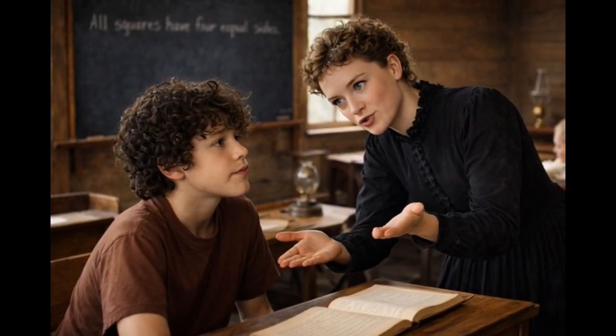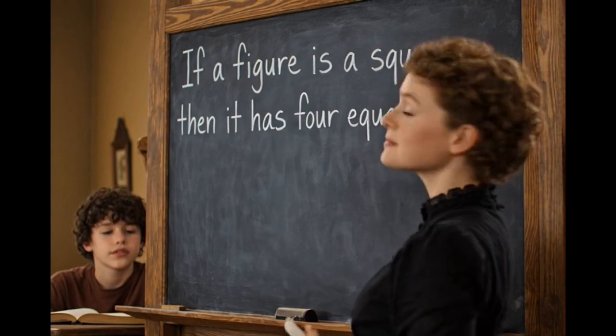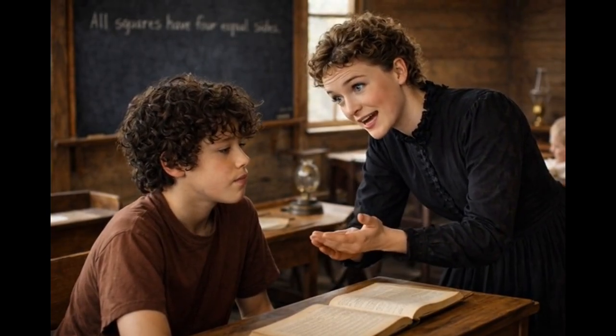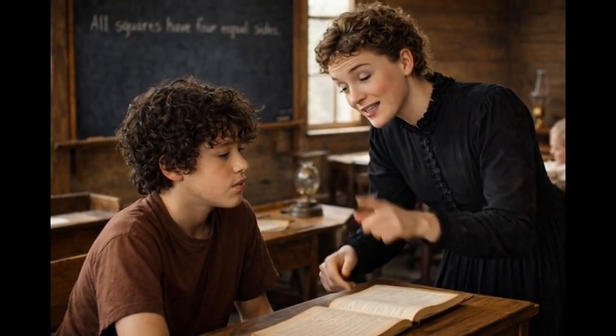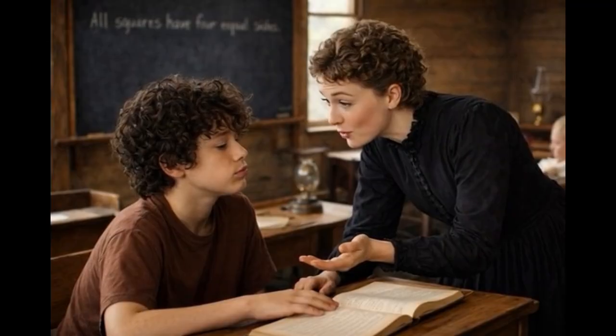Now we place it into structure. If a figure is a square, then it has 4 equal sides. The first part is the hypothesis. The second part is the conclusion. Remember the pattern. All A are B becomes, if something is A, then it is B. Find the group, find what is true about it, then build your sentence carefully. That's correct, Jaden. All squares have 4 equal sides.